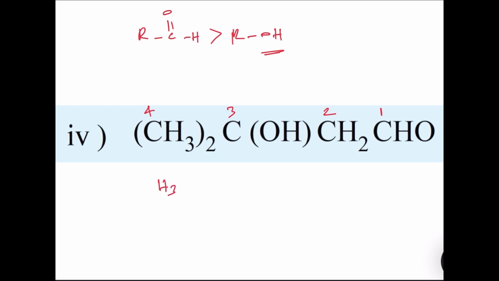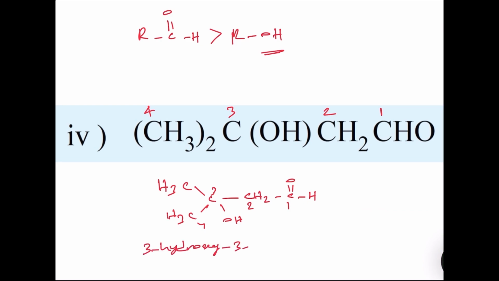So if we rewrite the structure, this is H3C, and then you have the OH, and then you have CH2, and then C double bond OH. So do the numbering once again: 1, 2, 3, 4, and therefore the correct IUPAC name is 3-hydroxy and then 3-methyl, because we are following the alphabetical order. H comes before M. So 3-hydroxy first, not 3-methyl first. 3-hydroxy-3-methyl, 4 carbons are there in our parent chain, and we have an aldehyde, and therefore butanal. That's the correct IUPAC name for this molecule.